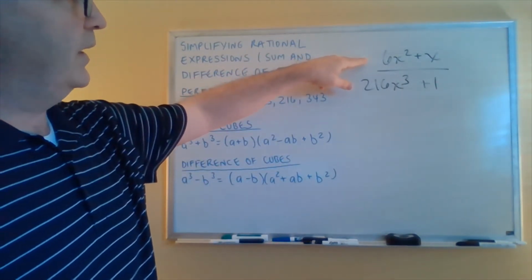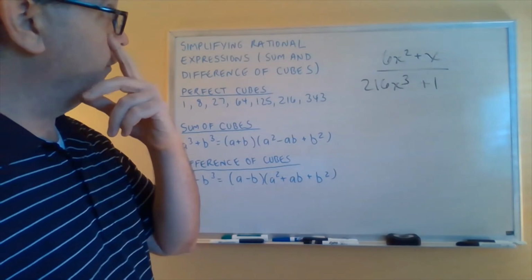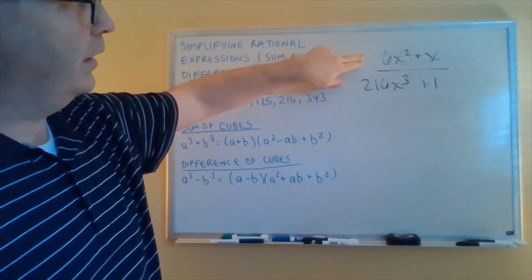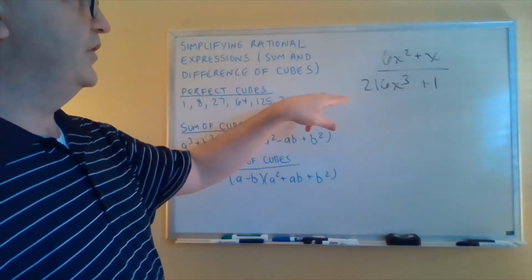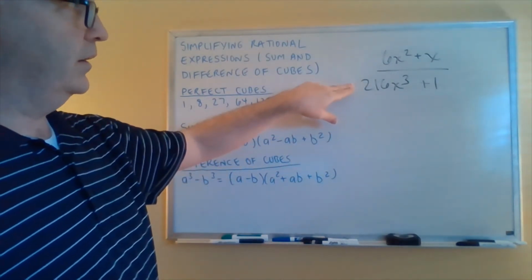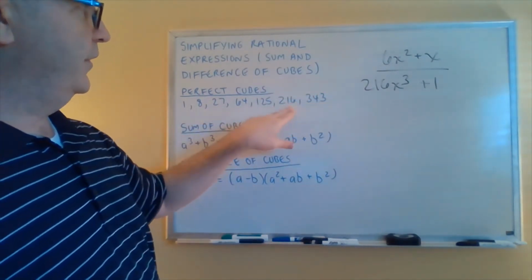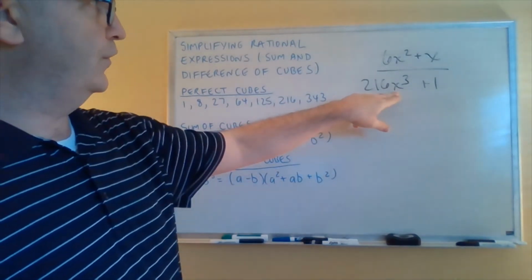All right, so up top here, we just have a binomial. We do not have a sum of cubes or a difference of cubes up top there. So what we're going to end up doing with the numerator is factoring out our greatest common factor. That'll be our strategy on our numerator. Let's look at our denominator. Is 216 on the list? Yes, it is. Is x cubed a perfect cube? It is.